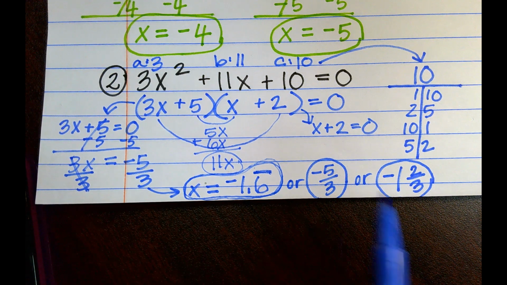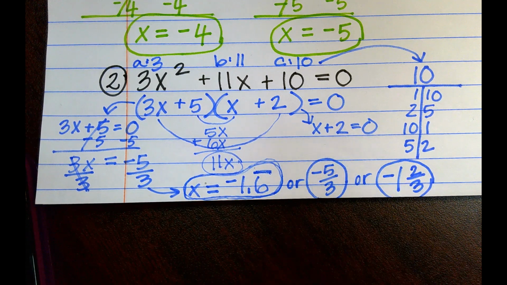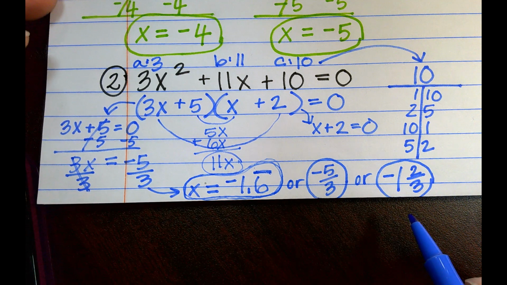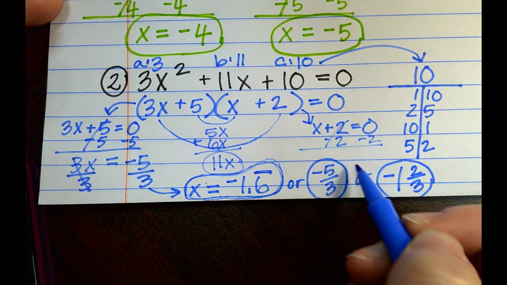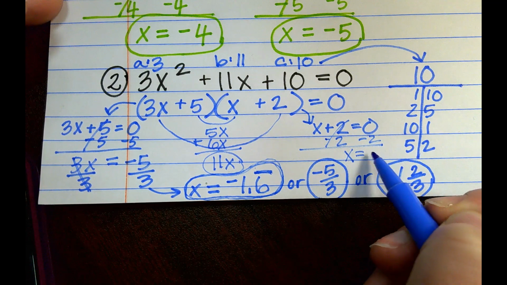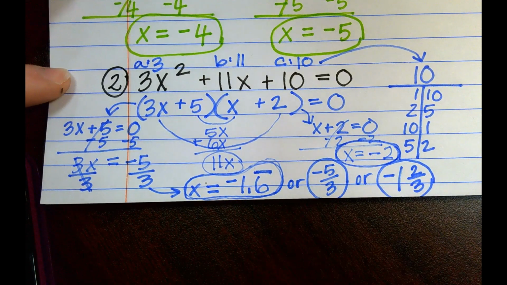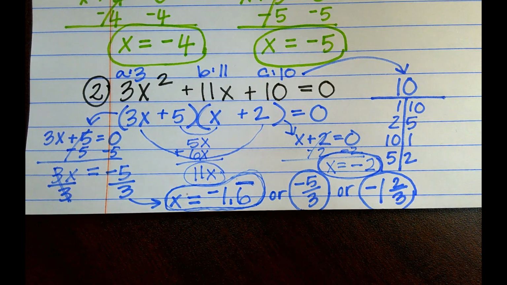Okay. So after all that, we're not done. We still have to solve the other factor, x plus 2 equals 0. How do we do that? Take away 2 on both sides, and you'll get x equals negative 2. So, there you go. We solved 2 quadratic equations.